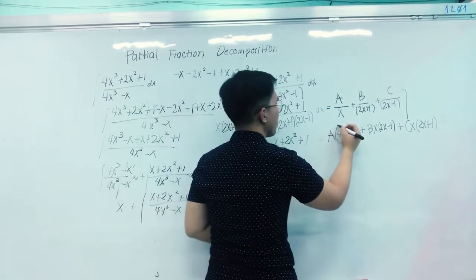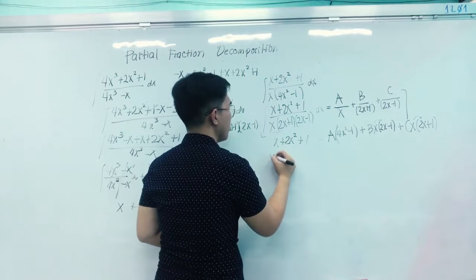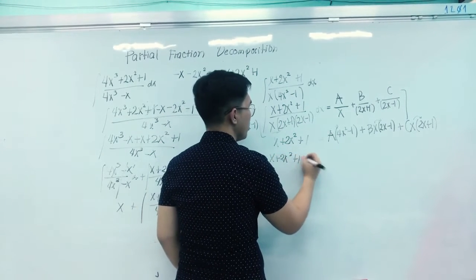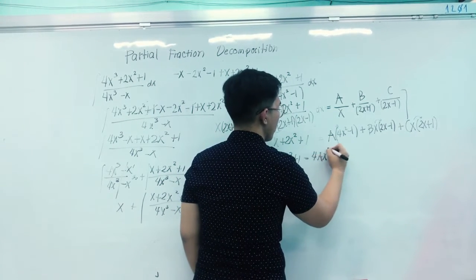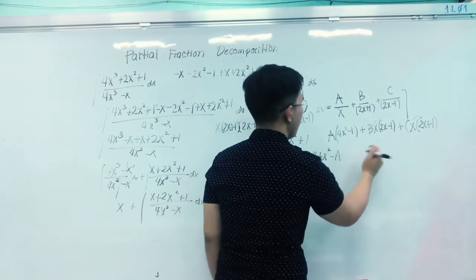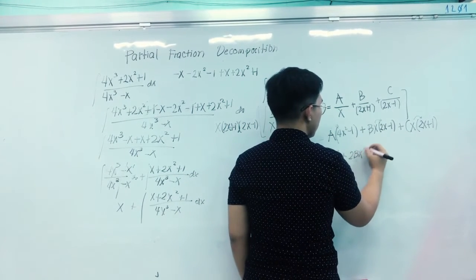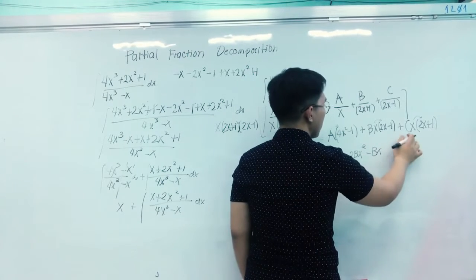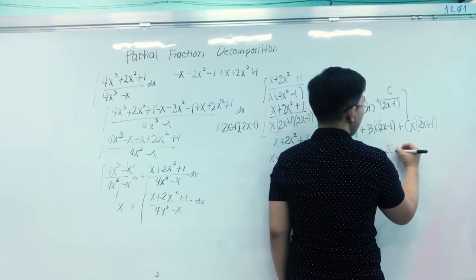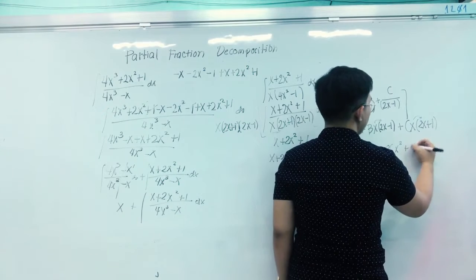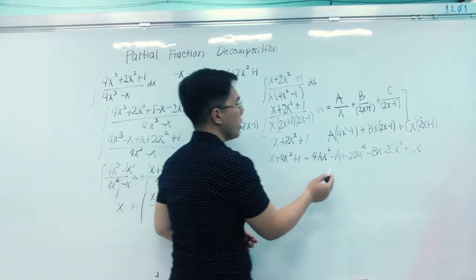And now we distribute a, b, and c to the equation. So x plus 2x squared plus 1 is equal to distribute 4ax squared minus a plus bx times 2x will give us 2bx squared minus bx. And lastly, cx times 2x will give us 2cx squared plus cx. So looking in our equation, we're left with a, b, and c.